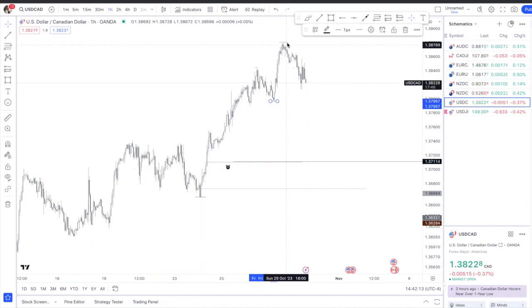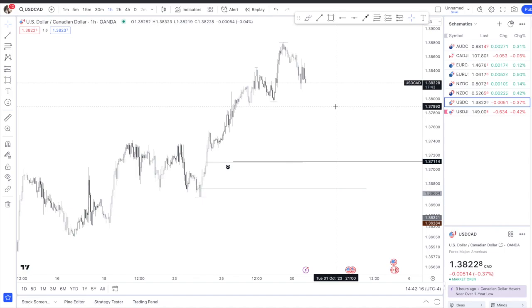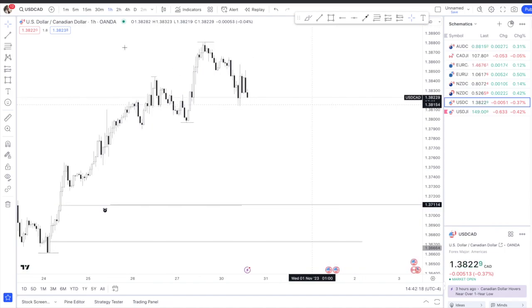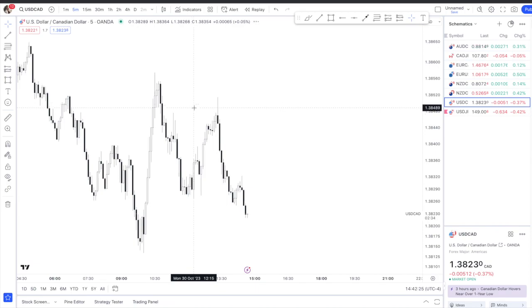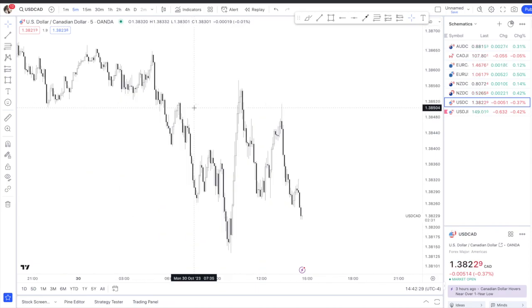Boom, boom, boom, boom. Now we're climbing. So this is the structure maintaining the up structure. This is the last low before the high, so we'd want to see that break. Before I put an alert there, I just want to look at price.